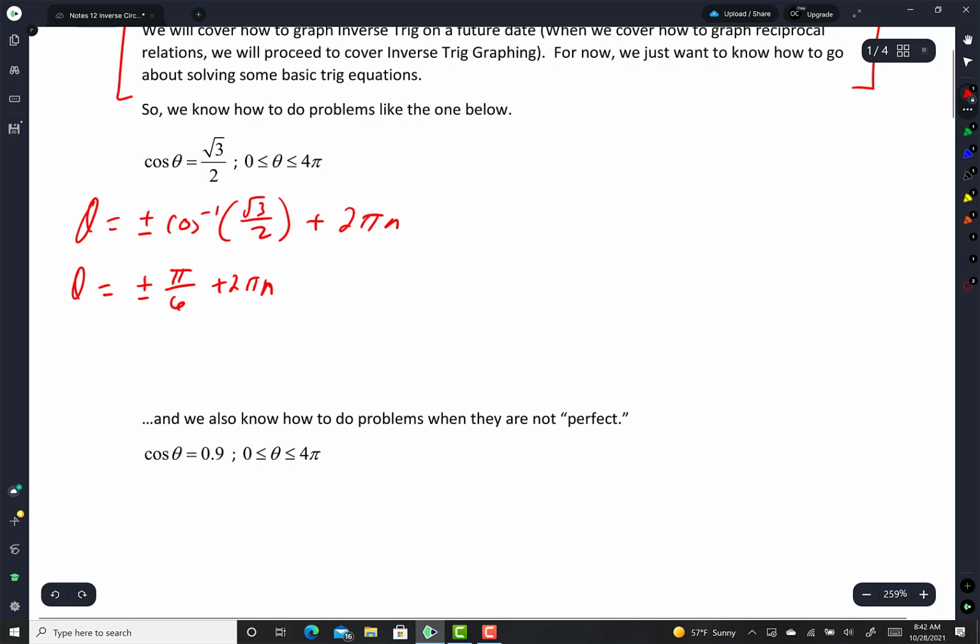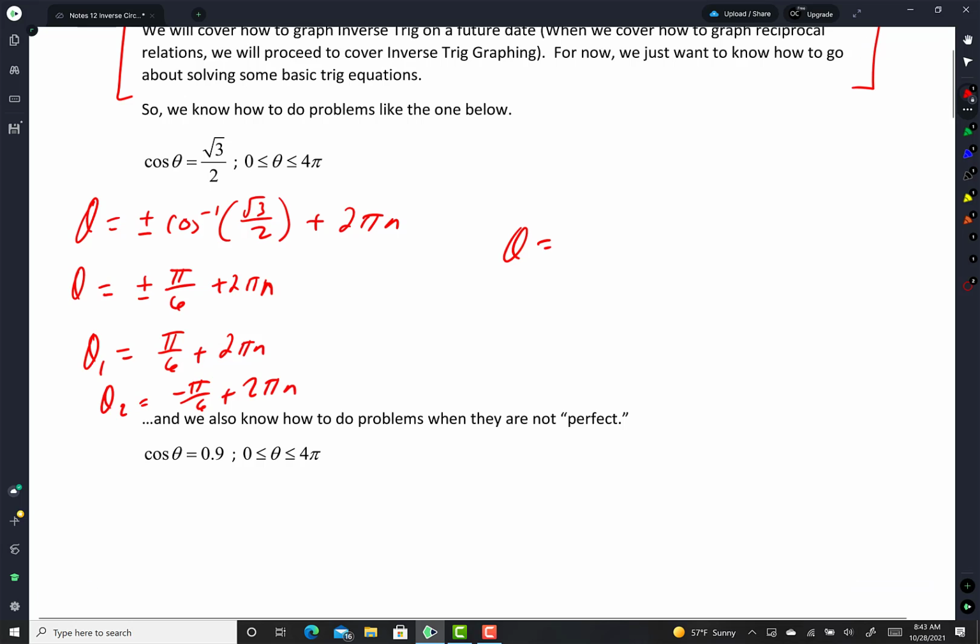That's your general equation. And then your specific equations that will give you all the answers is theta 1 equals a positive pi over 6 plus 2 pi n, and theta 2 equals a negative pi over 6 plus 2 pi n. Where theta is equal to, they want all the answers between 0 and 4 pi. So the first answer is pi over 6. That comes from equation 1. Pretty straightforward.